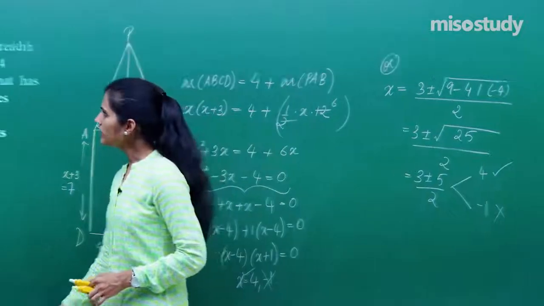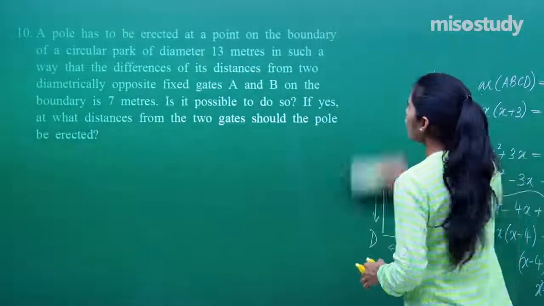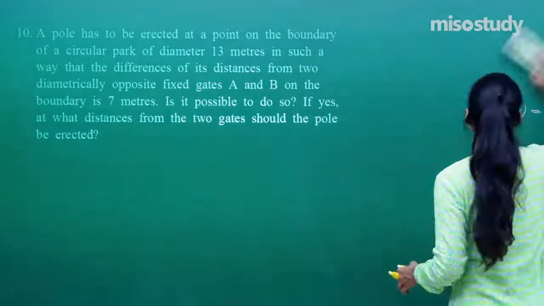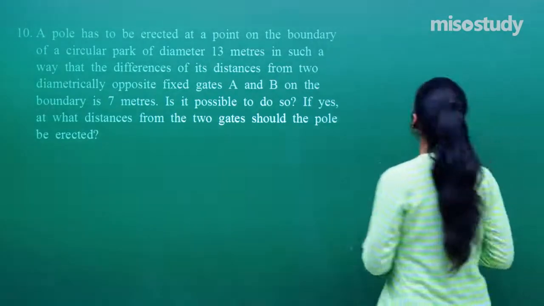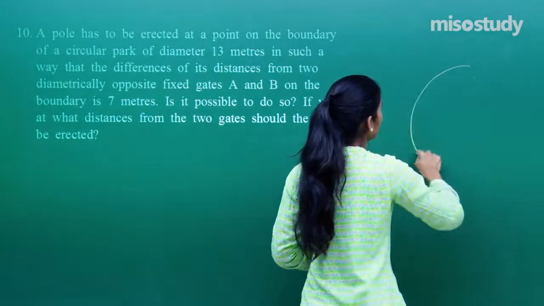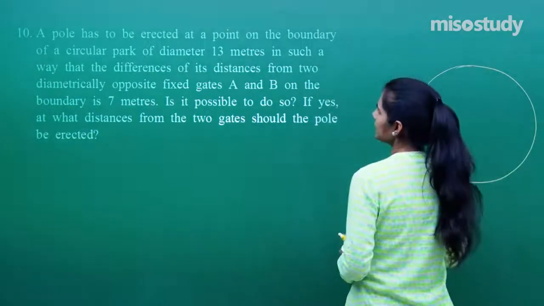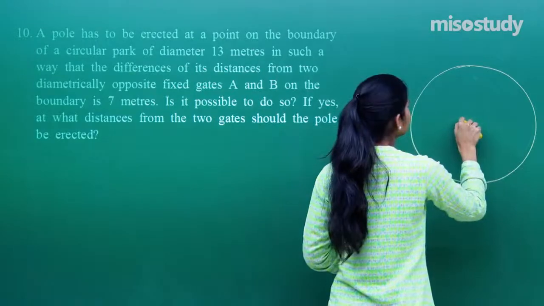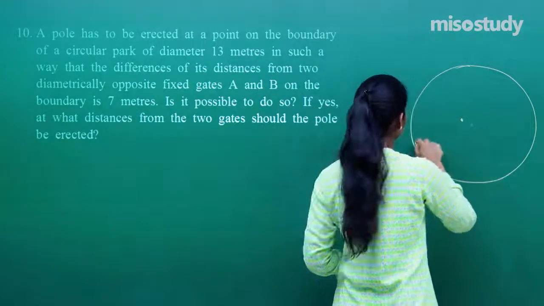Going to the next question we have. A pole is to be erected at a point on the boundary of a circular park. So there is a circular park. Let's try to see what situation the question is trying to put us into. So there is a circular park. The diameter of this circular park is 13 meters. Diameter is the longest chord.